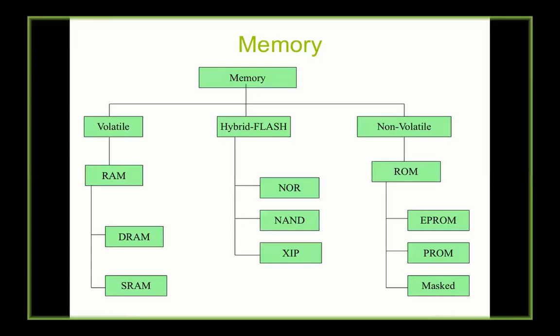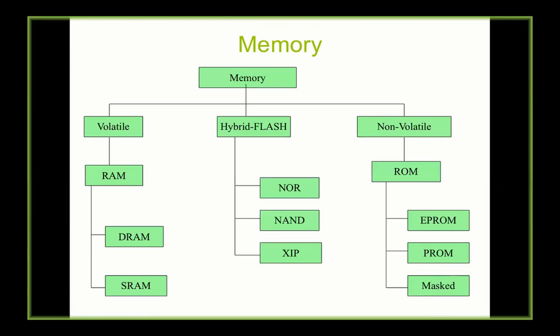Coming to memory also is a very important part in embedded development. You may have a combination of a lot of memory chipsets available as a part of your evaluation board or test boards provided by your vendor for your development. And they have three categories: volatile, hybrid, and non-volatile. Nowadays, hybrid flashes are more popular, like NOR, NAND, and XIP.